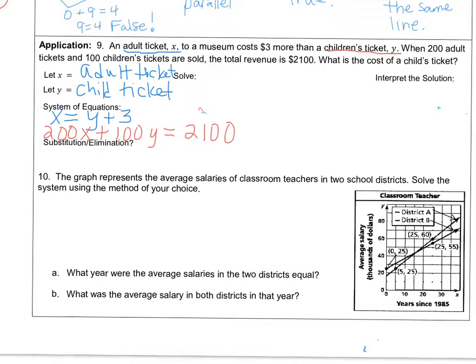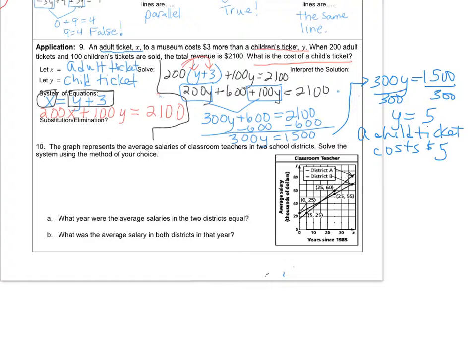What I want you to do now is taking this system of equations, decide if you're going to use substitution or elimination, and go ahead and solve it and find out what the answer is. The question is, what is the cost of a child's ticket? So that's what you're coming up to an answer. Pause your video, do the work, and then check back for the solution. Okay, so after I did my substitution, I substituted the y plus 3 in for x, and I came out to y equals 5, and then I just interpreted it. It was asking the cost of a child's ticket. We know y is our child's ticket, so a child's ticket costs $5.